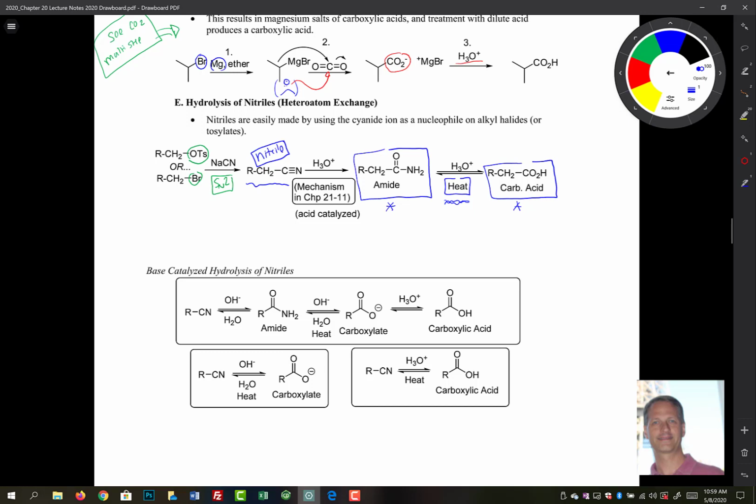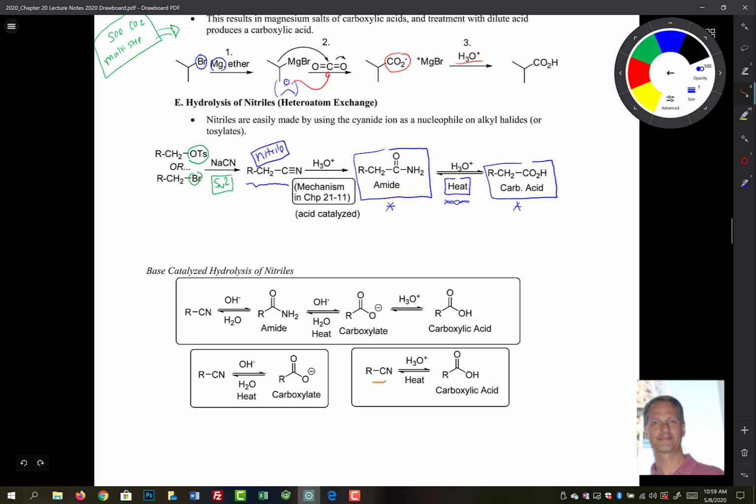Now, the other thing we can do is a base catalyzed hydrolysis here. A base catalyzed hydrolysis takes hydroxide and water, it makes an amide, and then we could go through and make a carboxylate, and then with an acid, you would make your carboxylic acid there. So again, looking at that, you have a nitrile with hydroxide, water, and heat, which takes you to a carboxylate.